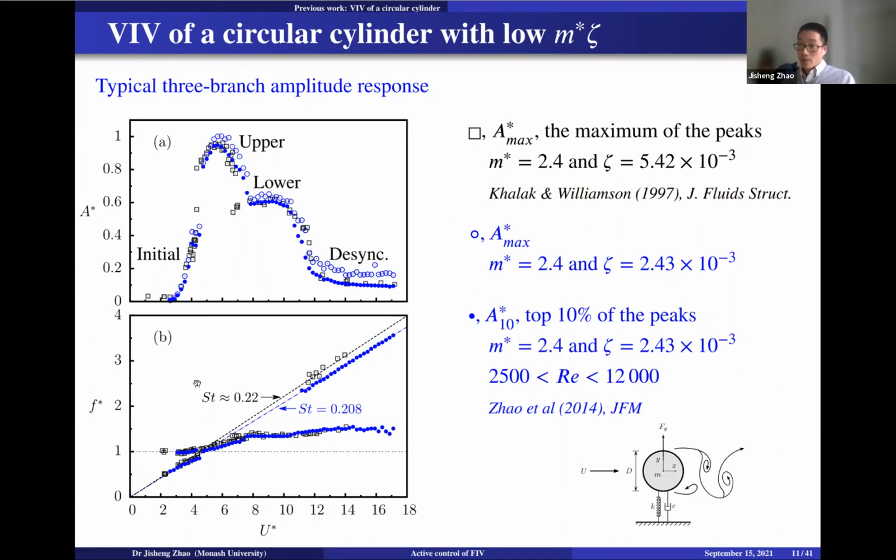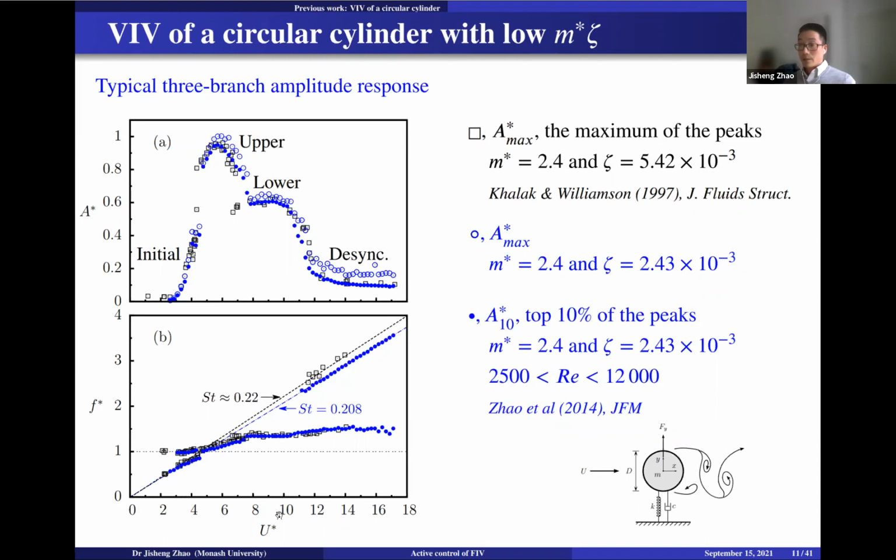For the initial branch, you can see correspondingly two frequency components, with one matching the natural frequency of the system in still water. The f star is normalized by the natural frequency of the system already, so one means the natural frequency in still water. The other component just follows a slope. Actually, the slope is the normalized Strouhal number frequency, which is about 0.2.